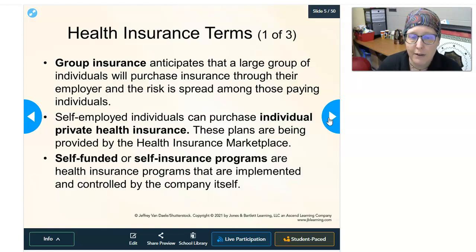But now we have the health insurance marketplace where a lot of self-employed individuals basically are banding up and forming their own group insurance instead of it being administered through a big company.